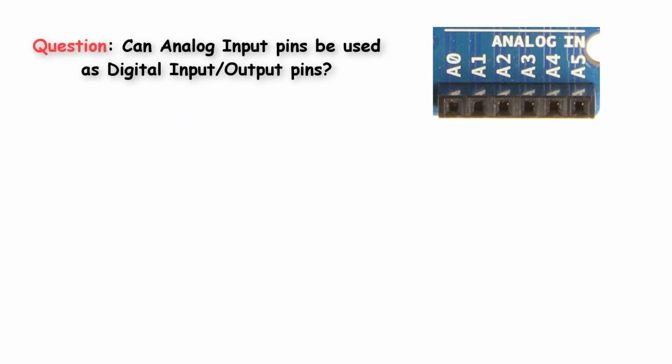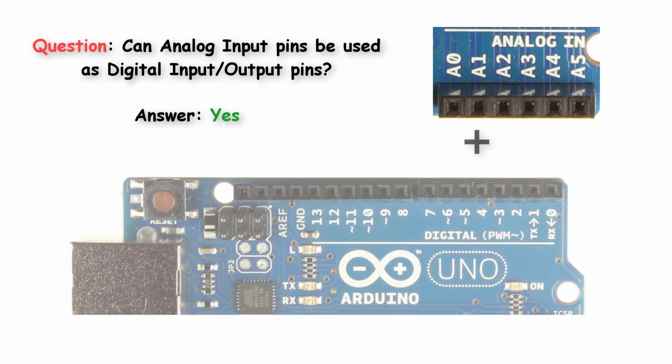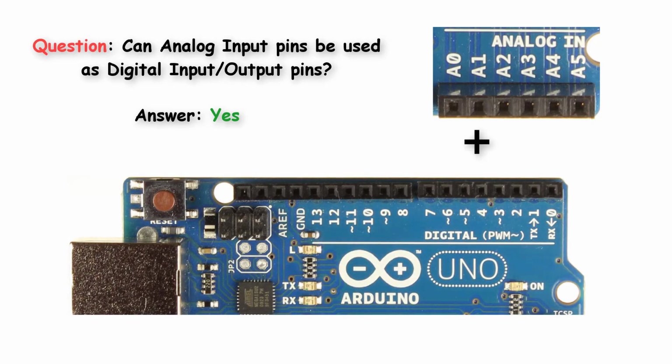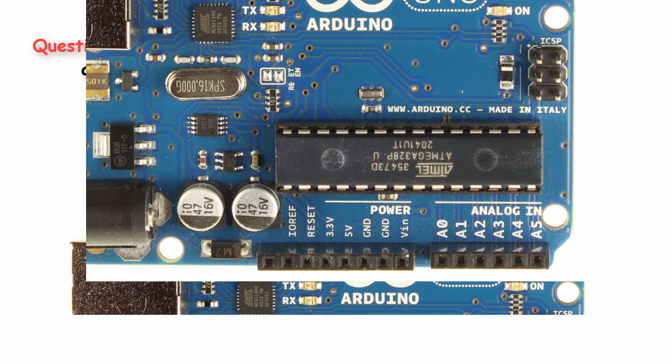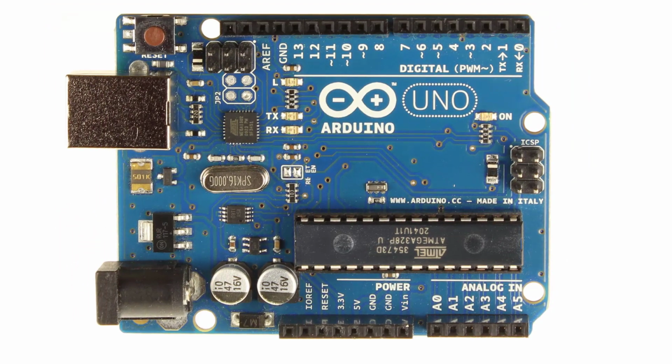Can we use analog input pins as digital input-output pins? There is a common misconception that analog input pins cannot be used as digital pins. But in reality, this is not true. All 6 analog input pins on the Arduino can be used as digital input-output pins. So, in total, you have 19 digital pins available to work with. This flexibility allows you to connect additional digital devices to your project.